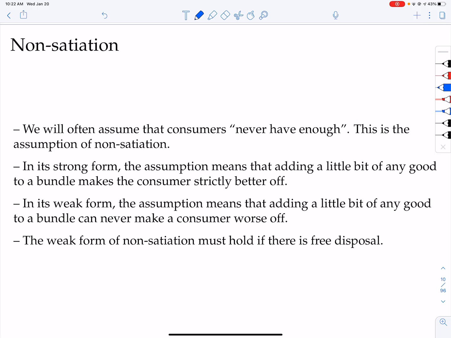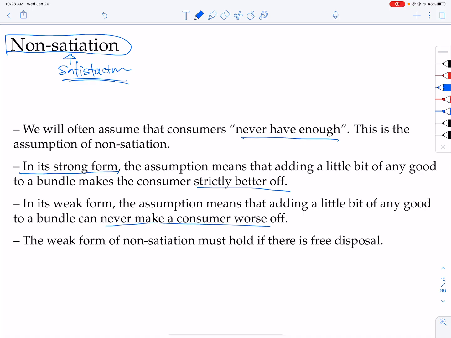And many times we are also going to assume non-satiation. Satiation means satisfaction. So we often assume that you never have enough. This is the assumption of non-satiation. There are two kinds of non-satiation forms. I'm not intending to differentiate the two too much, but in the strong form, adding a little bit of any good makes the consumer strictly better off. In the weak form, adding a little bit of any good never makes the consumer worse off. You may feel like I'm saying exactly the same thing, but I'll show you later that there's a very delicate difference between the two. But for now, let's not focus on this detail too much, okay?